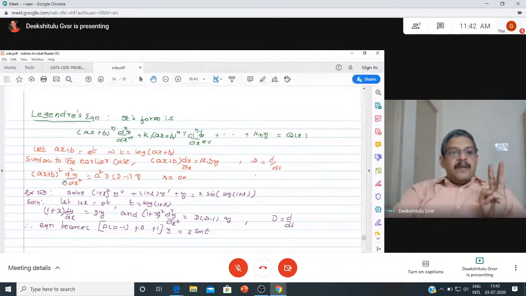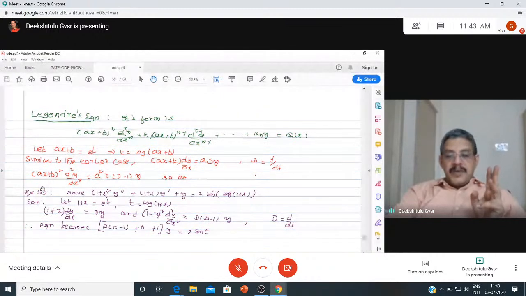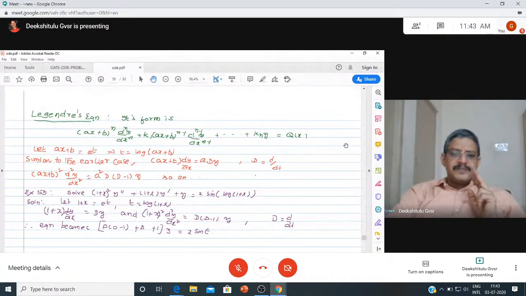That's one question. Second, in the process of converting Legendre's equation into a linear differential equation with constant coefficients, x square d square by dx square becomes d into d minus 1, where D is equal to d by dt, and some other options. That is one question. Another is a short answer question.